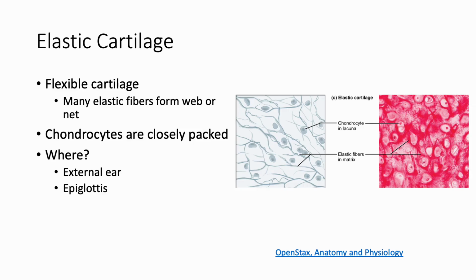Okay, flexible. So if you take your ear, the external part of your ear, and you fold it over, it comes back, it retains its shape. That's an example of this type of cartilage. It's also in our epiglottis, which is the structure that prevents food from going down into your respiratory system when you swallow.